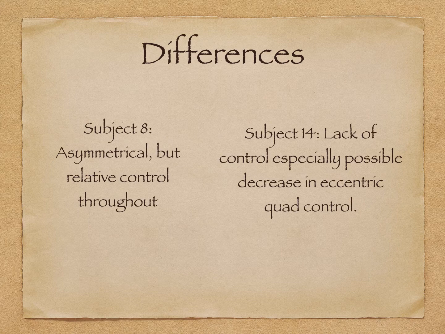Moving on to some differences that we see, on the left-hand side with subject 8, we can see that her gait is asymmetrical, but there is relative control throughout. However, on the right side with subject 14, we notice a lack of control, especially a possible decrease in her eccentric quadriceps control.